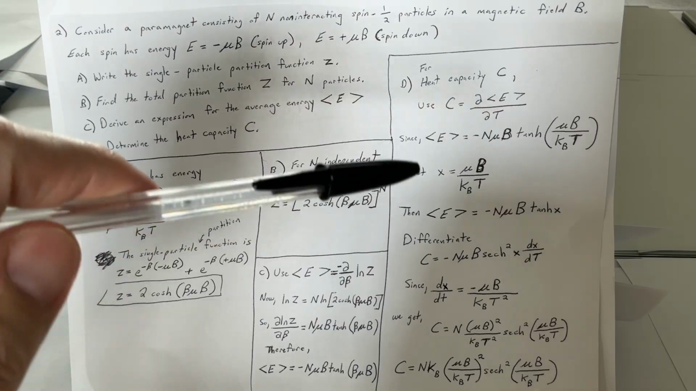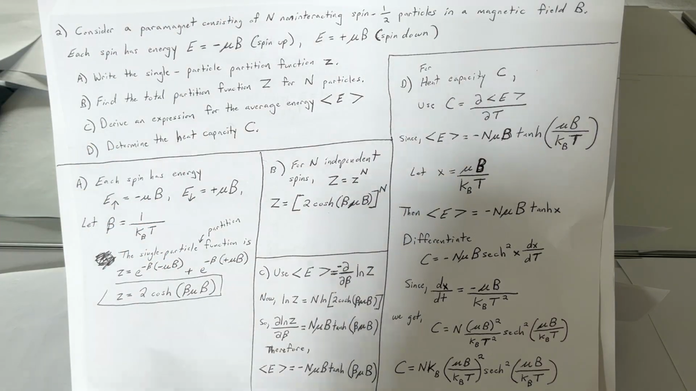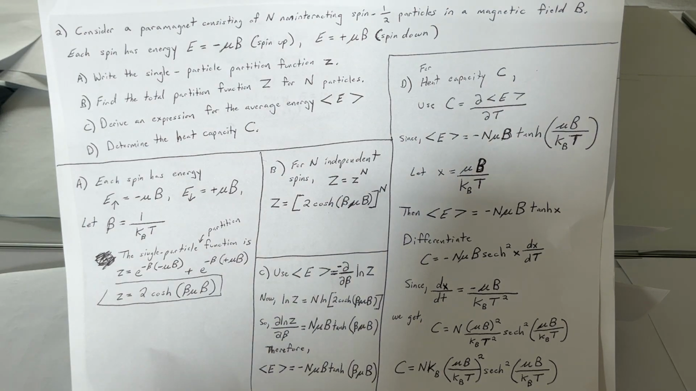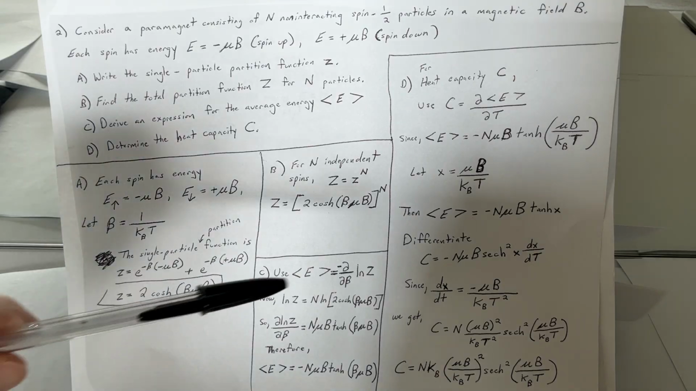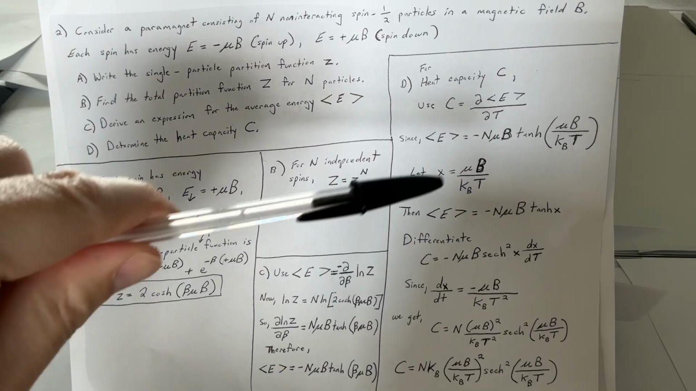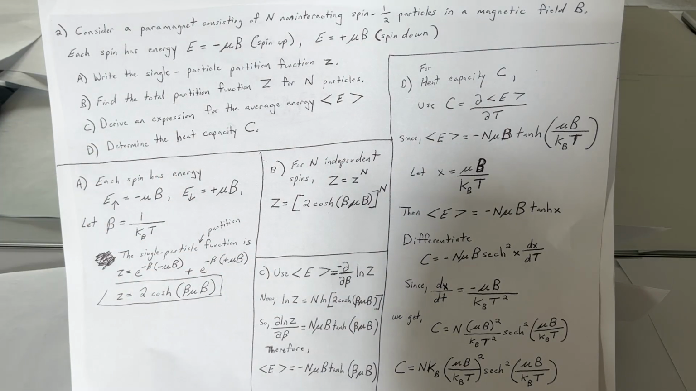Now we're going to differentiate this. When we differentiate this, it's going to give us our heat capacity C. So C is negative N mu B hyperbolic secant squared of x, and then we have this dx/dT, differentiating x with respect to capital T. x is up here. If we differentiate that, that's going to come out to negative mu B over k_B T squared.